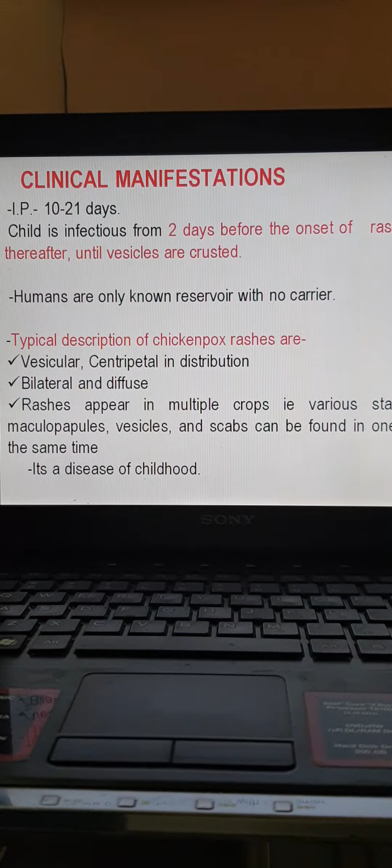That is, the various stages of the rash can be seen in the same area at the same time, like macule, papule, vesicle, and scab. So different crops of different stages can be seen, and the distribution of rash is centripetal. It is bilateral and diffuse. It is a disease of childhood.